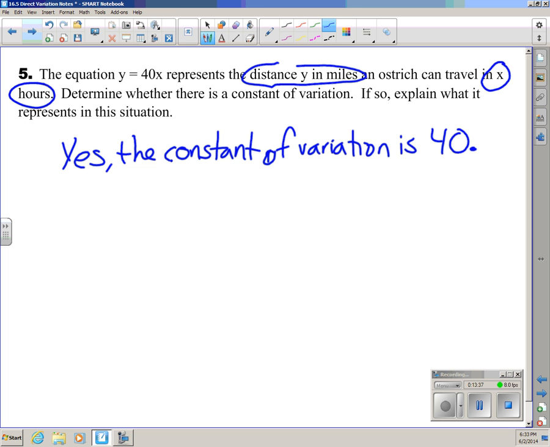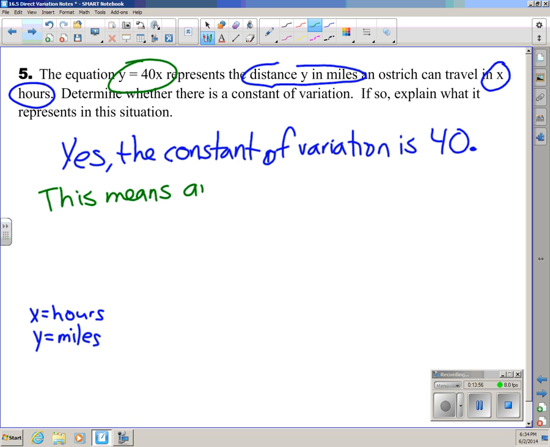So in this case, what does that mean? Well, remember, x is hours, y is miles. So in that equation, y equals 40x, it's telling you that this means an ostrich can travel 40 miles per hour. It's giving you the speed of the ostrich.